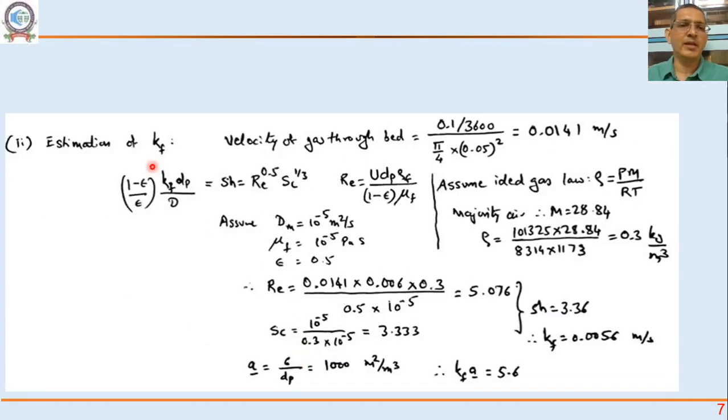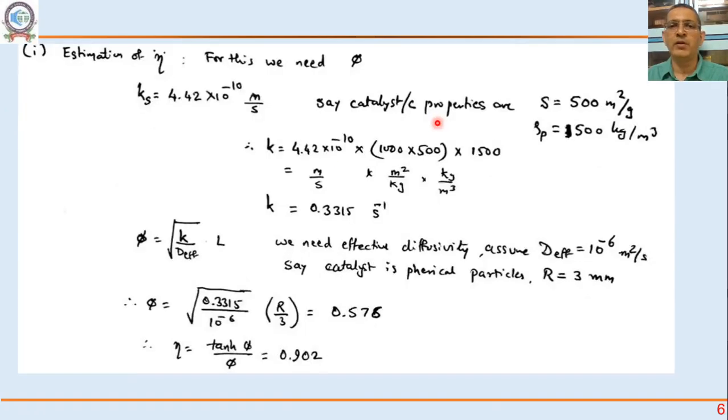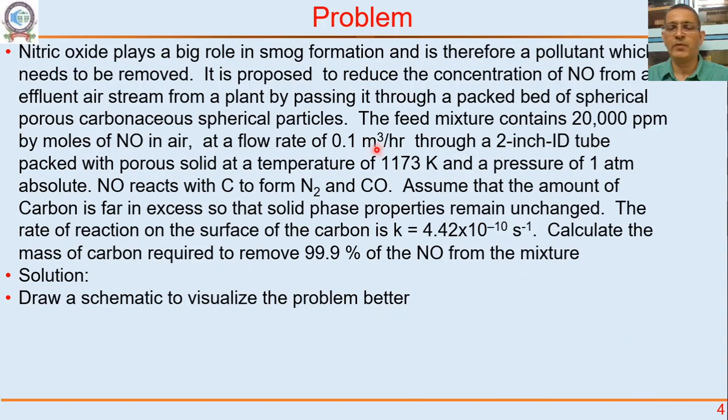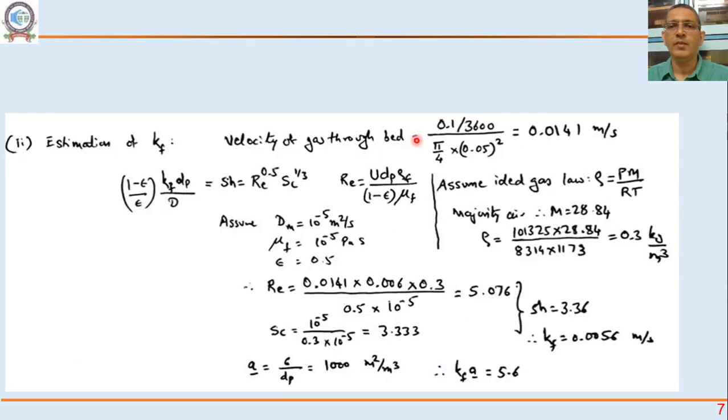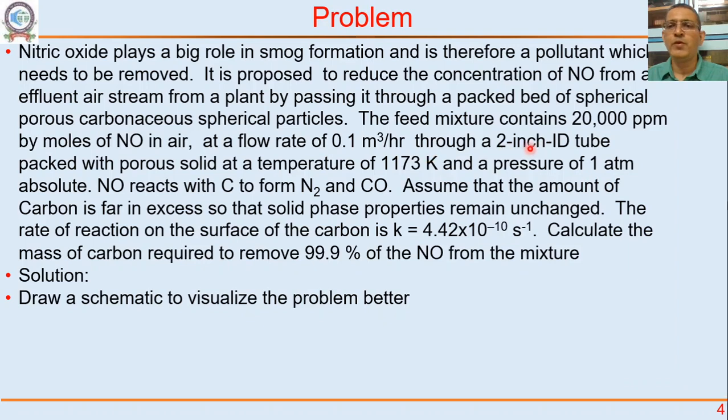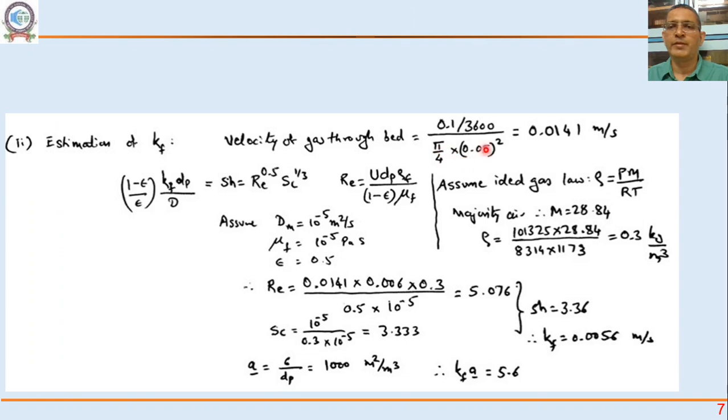Now we need to estimate the external mass transfer coefficient Kf. To get Kf we need the Sherwood number. The Sherwood number depends on the Reynolds number and the Schmidt number. To get the Reynolds number we will need velocity. The flow is 0.1 meter cube per hour, divided by 3600, over the cross section pi by 4 d square. The inner diameter is 2 inches, which is like 5 centimeters, so 0.05 square. So velocity is 0.014 meter per second.